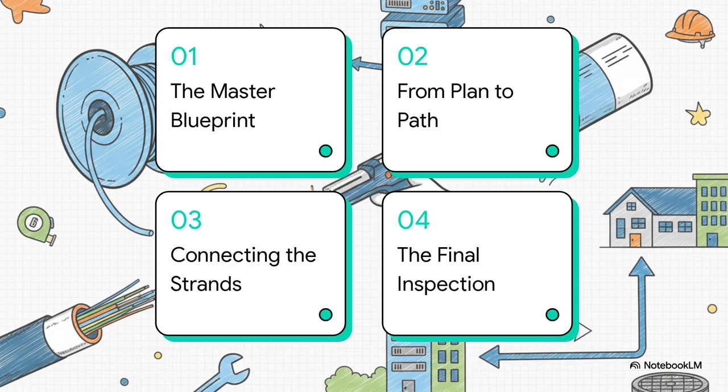So, here's how we're going to tackle this. We're going to follow the life of a single fiber optic cable through 4 main stages. First up, we'll look at the master blueprint, where every single millimeter is planned out. Then, we'll see how that drawing becomes a real-world path. After that, we'll zoom way in on the microscopic surgery of connecting these tiny glass strands. And finally, we'll cover the final inspection, the test that gives the whole thing the green light.